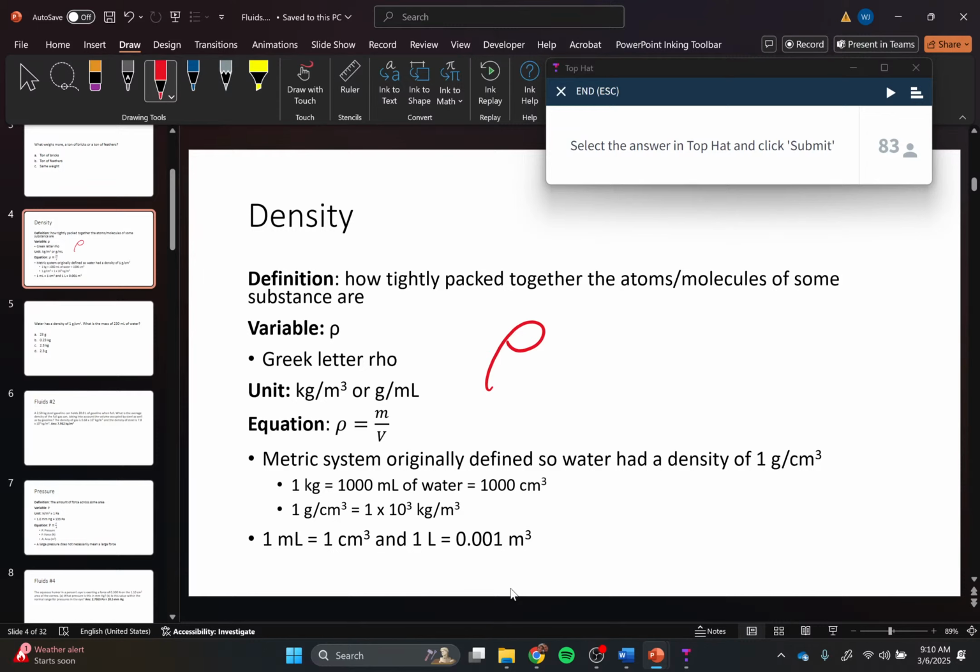People don't like, I guess, meters cubed for some reason. When you go to the grocery store, no one wants to buy 0.001 meter cubed of milk. They just want to buy a liter of milk. That's probably why.